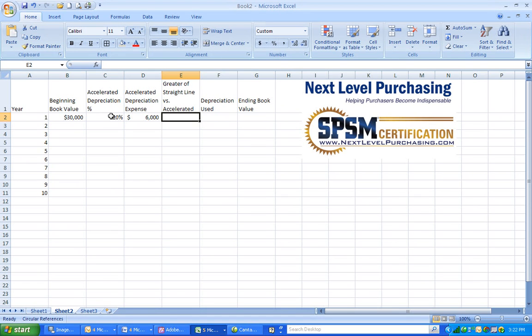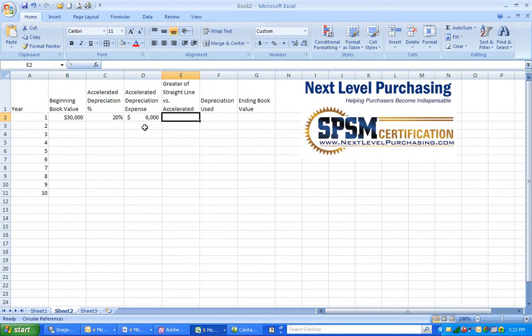One of the rules of double declining balance depreciation is that you use the depreciation amount that is the greater of the accelerated depreciation expense that we calculate here and the straight line depreciation amount, which would basically be calculated as the purchase price minus the salvage value divided by the number of years of useful life. So in this case, we have a $30,000 asset that will have a salvage value of $5,000. The difference of that is $25,000. And divide that over 10 years means that the year-by-year straight line depreciation amount would be $2,500.